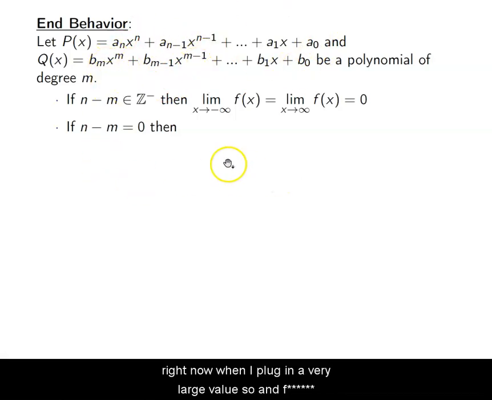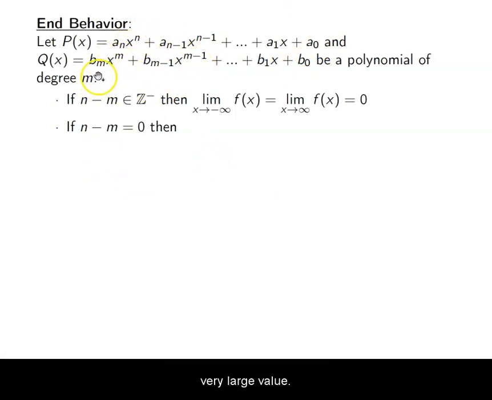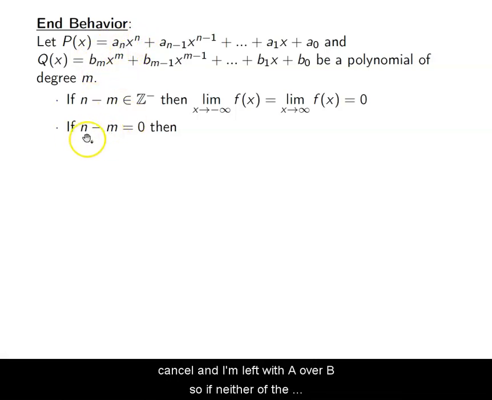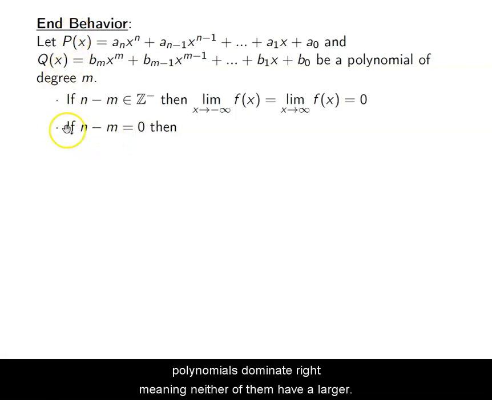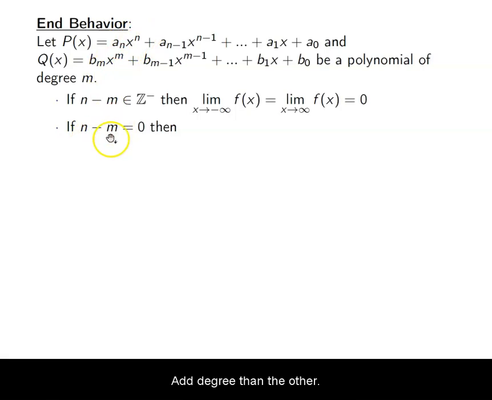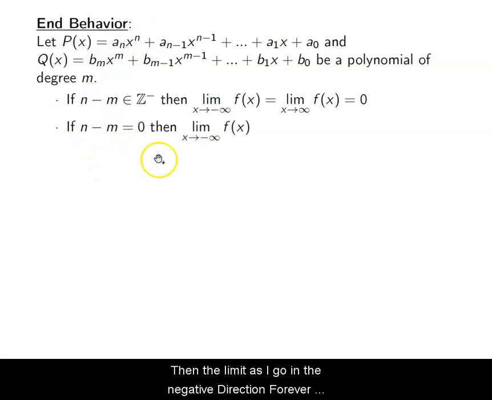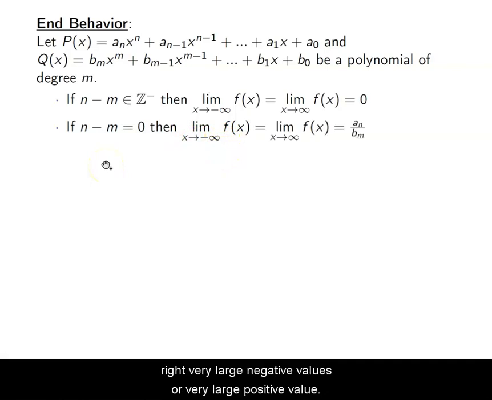Now when I plug in very large values, the lead powers, right, the dominating powers basically cancel and I'm left with a over b. So if neither of the polynomials dominate, right, meaning neither of them have a larger degree than the other, then the limit as I go in the negative direction forever, right, very large negative values or very large positive values, is just the ratio between a and b, okay, the lead coefficients.